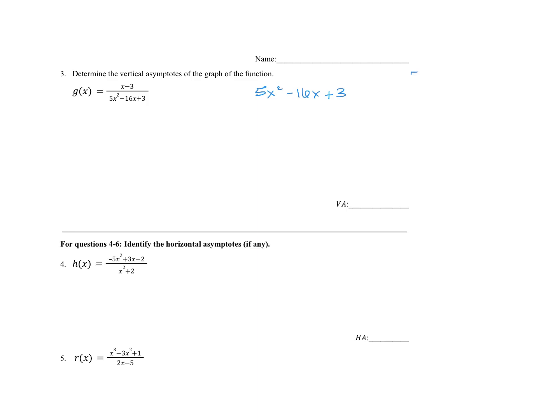I'm going to take the 5 and the 3 to get 15. And the pair of numbers that multiply to make 15 and add up to negative 16 are negative 1 and negative 15. So that's really a 5x squared minus a 1x minus a 15x plus 3. Now I can use grouping, the first two and the second two, being careful with signs. In the first, I take out an x.